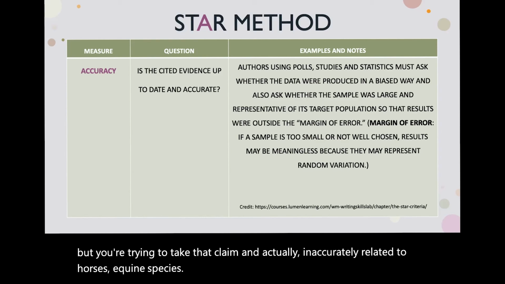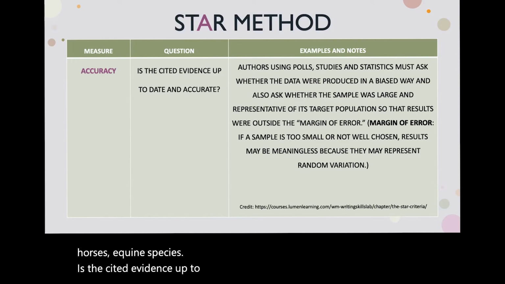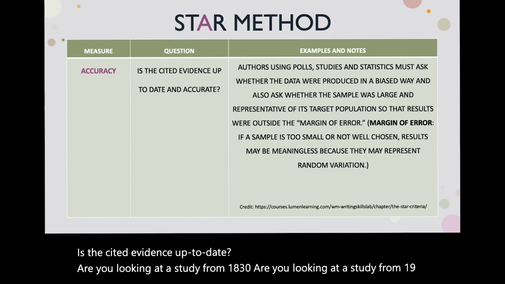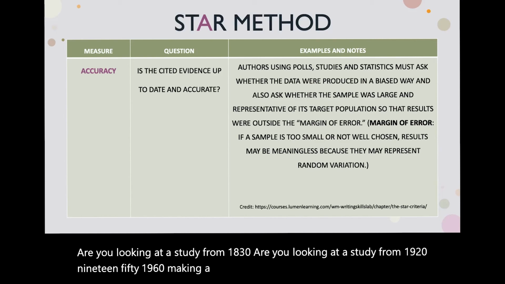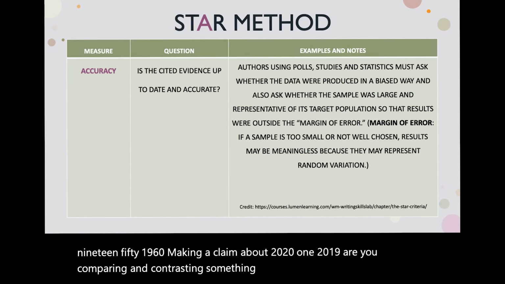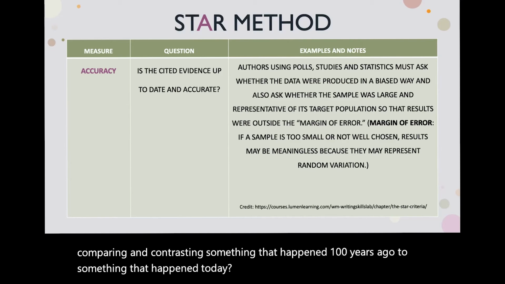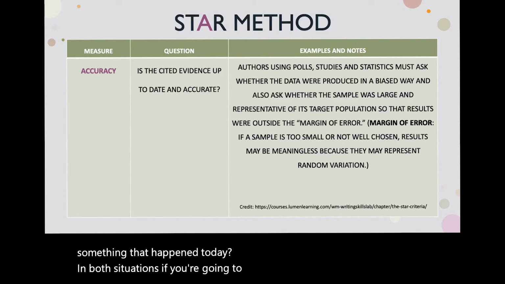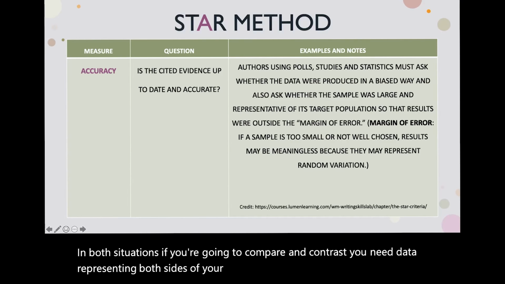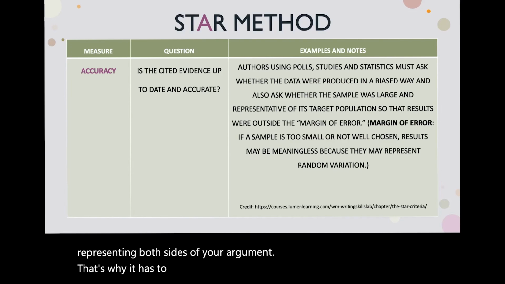Is the cited evidence up to date? Are you looking at a study from 1830? Are you looking at a study from 1920, 1950, 1960, making a claim about 2021, 2019? Are you comparing and contrasting something that happened 100 years ago to something that happened today? In both situations, if you're going to compare and contrast, you need data representing both sides of your argument. That's why it has to be up to date and accurate.